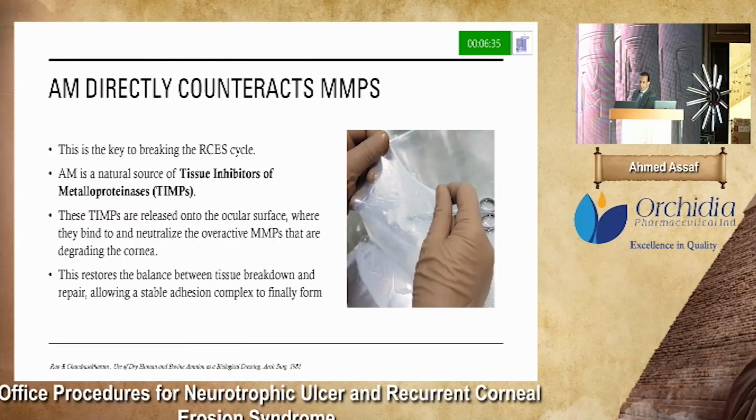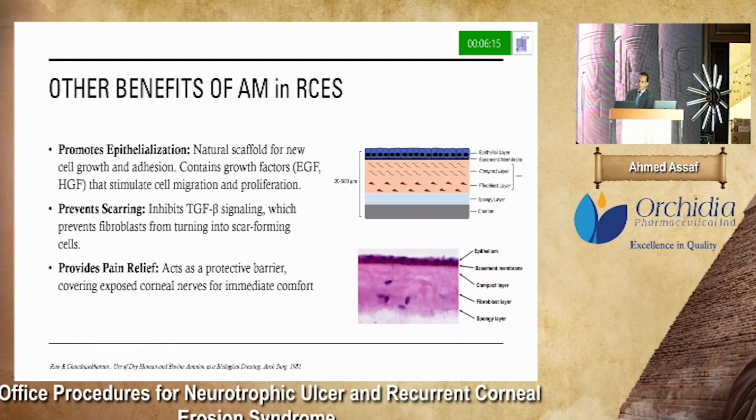So here we have the amniotic membrane, which can directly counteract the effect of MMP9 by releasing tissue inhibitor of metalloproteinase, and this inhibits MMP9 and MMP2 and promotes epithelial recovery and desmosome formation.